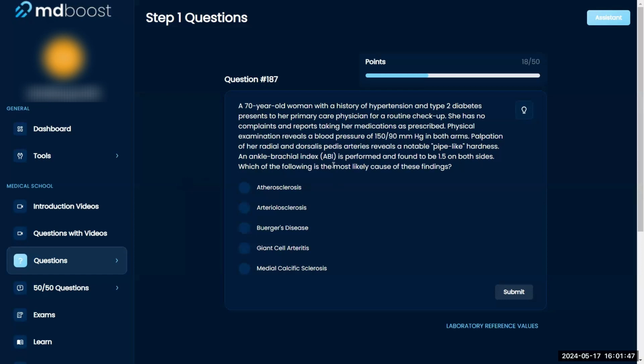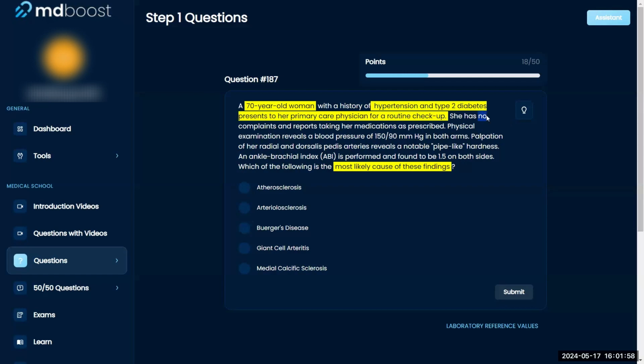Which of the following is the most likely cause of these findings? A 70-year-old woman with a history of hypertension and type 2 diabetes presents to the primary care physician for a routine checkup. She has no complaints and reports taking her medications as prescribed. Physical examination reveals a blood pressure of 150 over 90 in both arms.